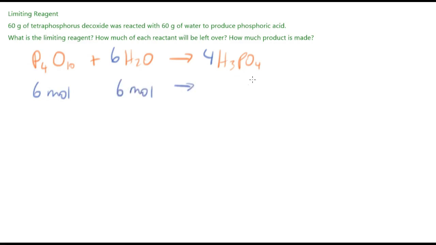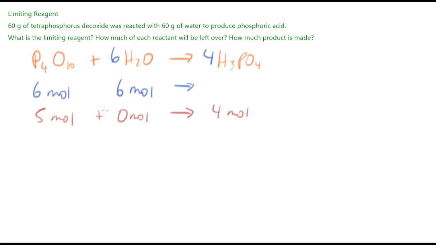How many moles of phosphoric acid are we going to get? We know that all those 6 moles in the reaction get used up. So we're actually going to have none of that left because that's all going to get used up. And we're going to have 4 moles of our phosphoric acid, and we know that for every 6 moles of water you only use 1 mole of P4O10, so we're going to have 5 moles of that left. So at the end of the reaction we're actually going to have 5 moles of our P4O10 along with 4 moles of phosphoric acid.